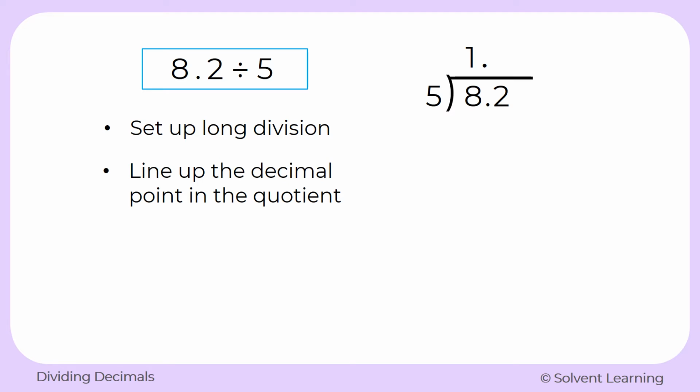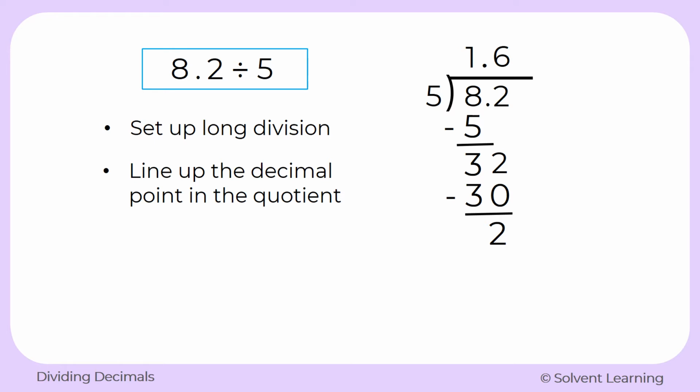5 goes into 8 one time. 5 times 1 gives us 5. Subtract, we get 3 left over. Then we can bring down the other 2. We're not worried about the decimal point, just bring down the 2. 5 goes into 32 6 times, 5 times 6 is 30. Subtract, and we have a remainder of 2.